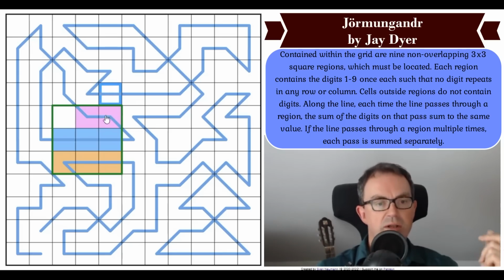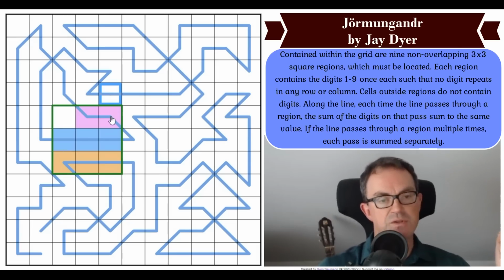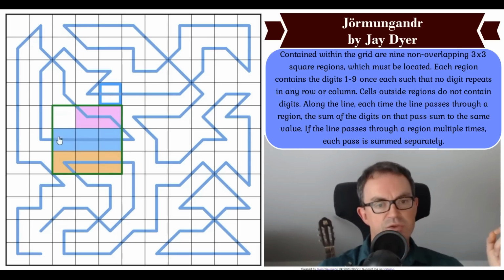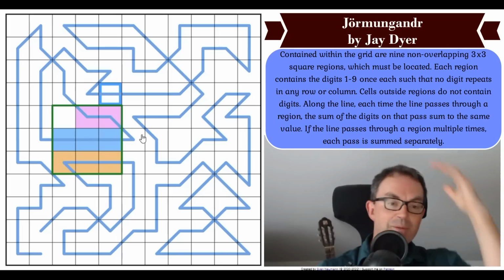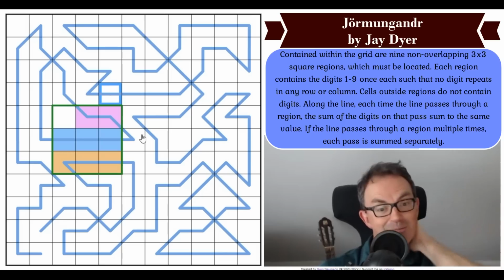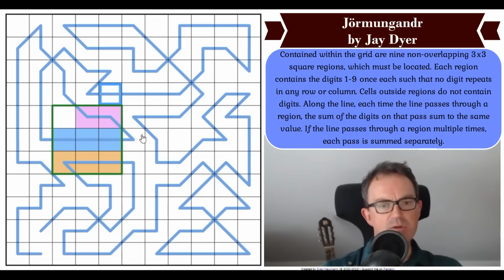So if this was a 3x3 region in this puzzle, I would be able to tell you now that the number was not 8. But the reason I'm saying this is I've got no clue how we can possibly solve this. That is absurd. So literally, it's a Sudoku made up of a line. That's mental. That is absolutely mental.